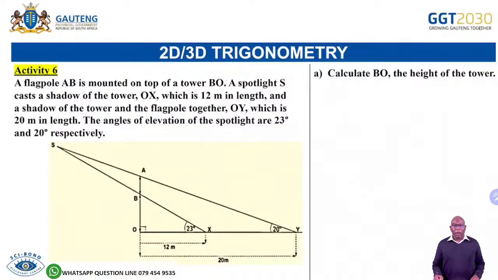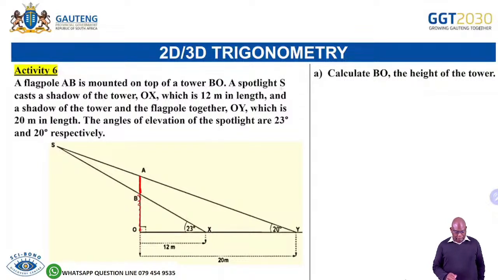Okay, now exam type questions, which are quite easy. As I told you, this type of question is where you get a paragraph. So you must read through the paragraph and make sense out of it. Now it says a flagpole AB. So here's a flagpole here. AB is mounted on the top of a tower. So here is the tower there. So it's mounted on top of the tower.